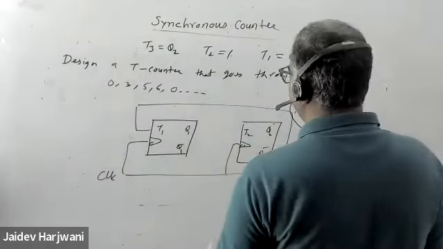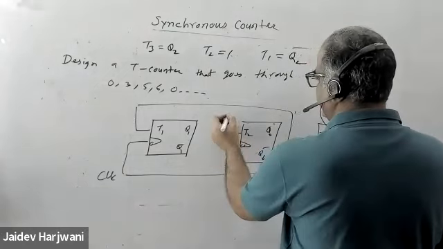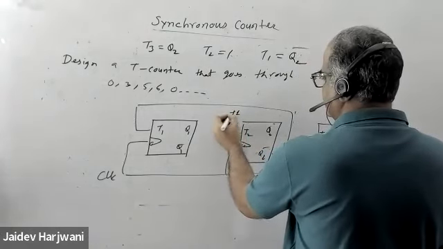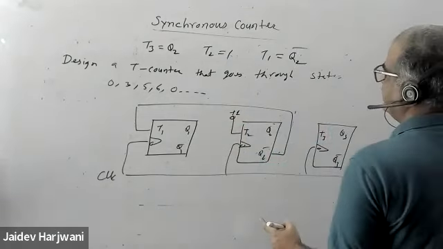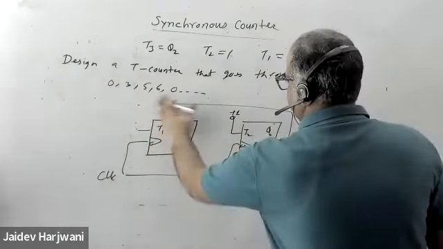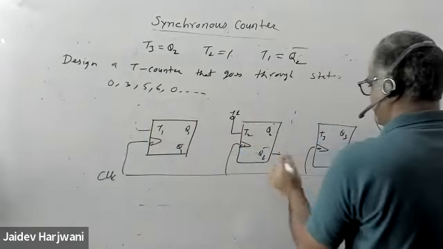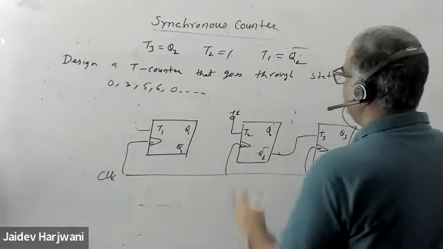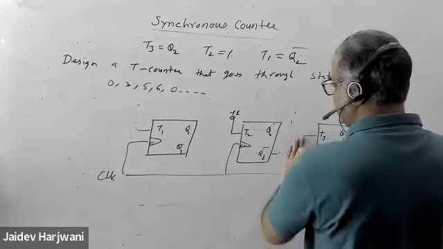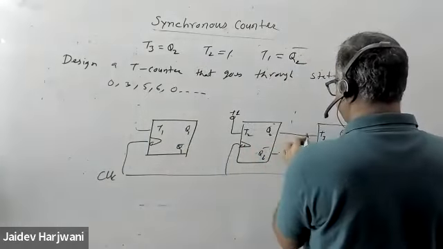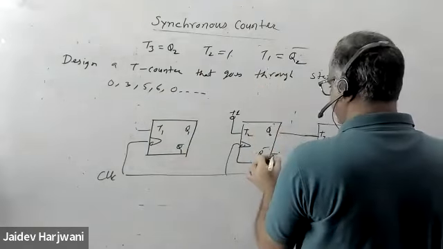Then you need the T2 value. T2 value you can put 1, always constant. And T3 is Q2, and T1 is Q2 bar. ठीक है.